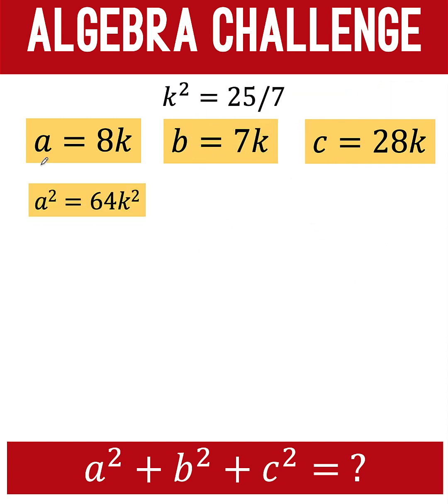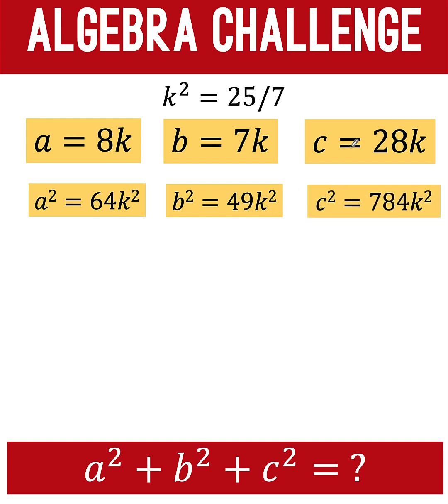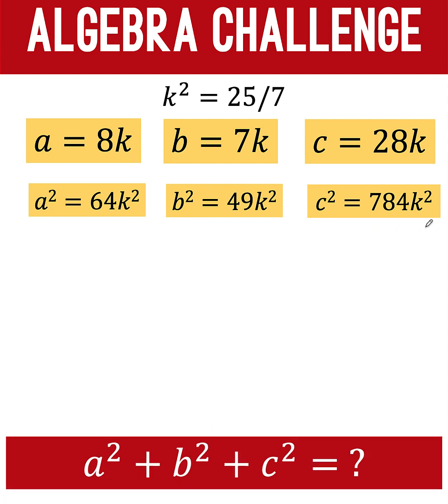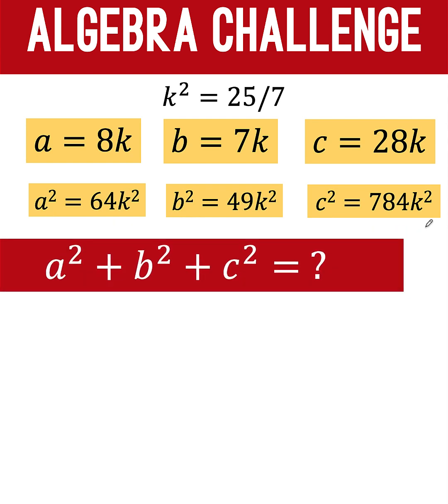Squaring now a, we have a squared equals 64k squared. Square b to get b squared equals 49k squared. And squaring c, we have 784k squared. The 784 is 28 times 28. Now, we have a squared, we have b squared, we have c squared. So if you add a squared plus b squared plus c squared, that is just the same as adding 64k squared plus 49k squared plus 784k squared. So let's carry that out.